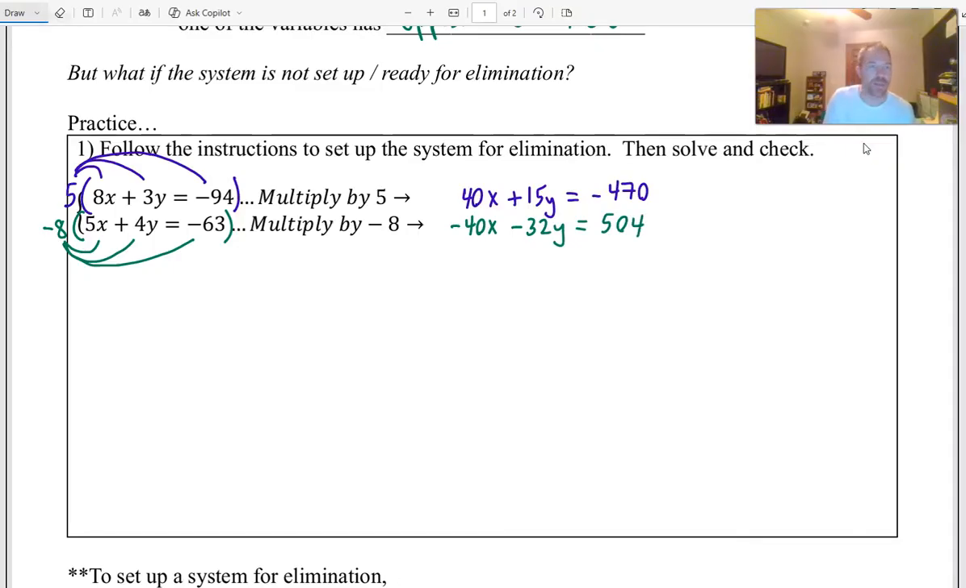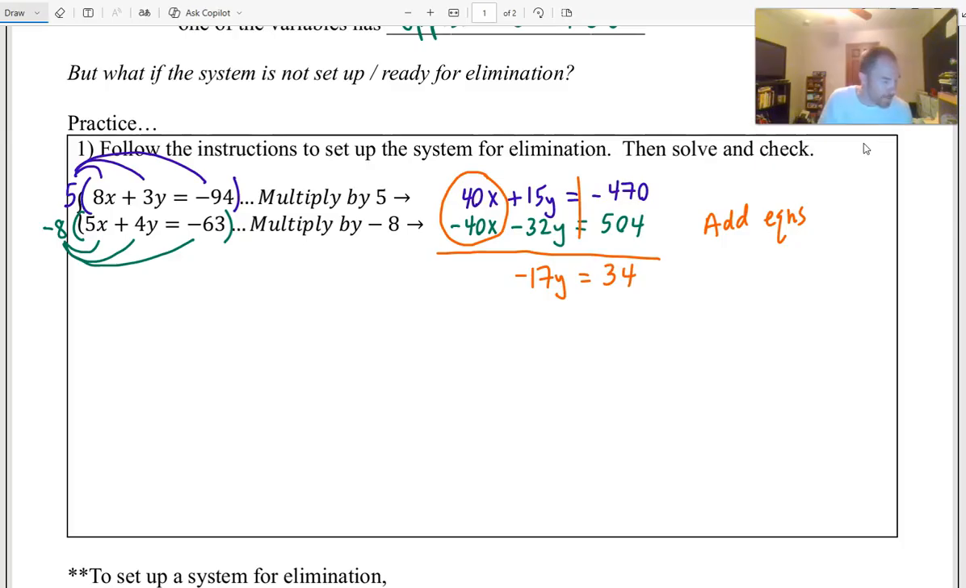Now you might notice that we have opposite coefficients, positive 40x and negative 40x. If I add these new equations together, we will get some elimination, some cancellation here. So if I add these equations, what do we get as a result? 15y and negative 32y is negative 17y, and then negative 470 and 504 is 34.